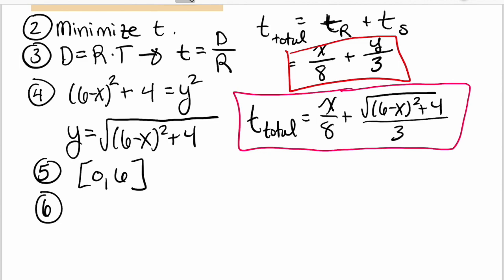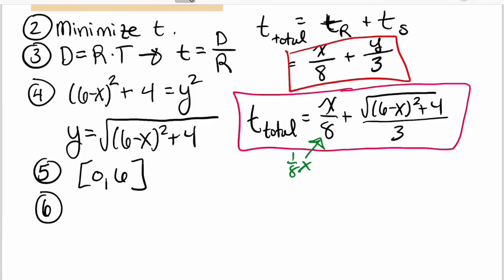Okay, step 6, we need to find the critical values. So we're going to have to take the derivative of this function. This is probably going to get a little messy. So off on some scratch paper somewhere, I'm going to have you guys find the derivative. Keep in mind that you can rewrite x over 8 as 1/8 x, because sometimes people don't see this. So when you take the derivative of 1/8 x, you just get 1/8.